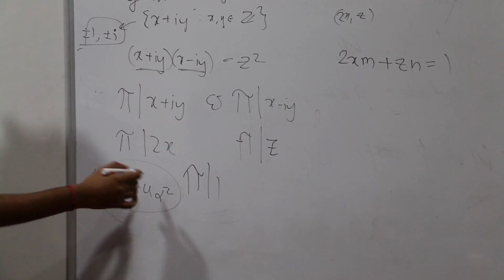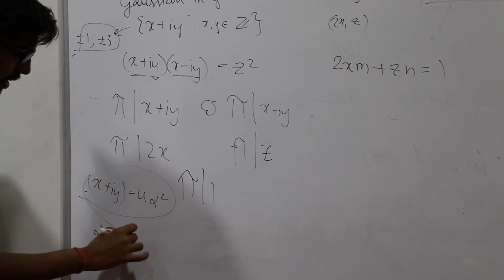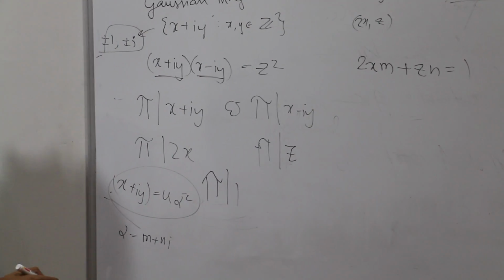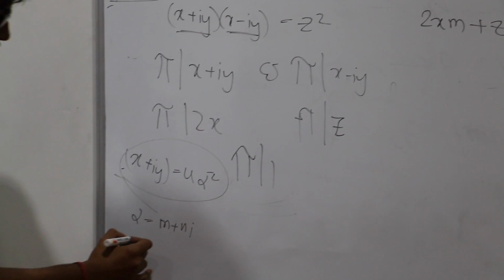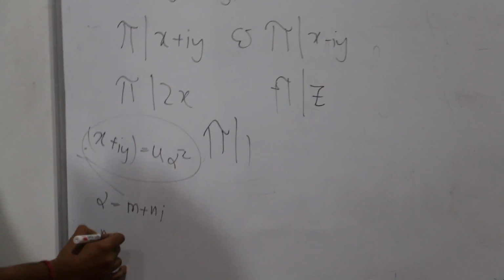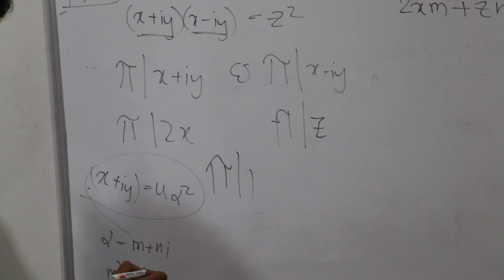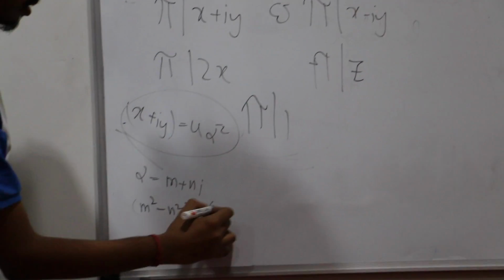Okay. So let's assume that alpha is equal to some m plus n i. Alpha is an element of this Gaussian integers. Fine. So what is alpha squared? m squared minus n squared plus 2mn i.